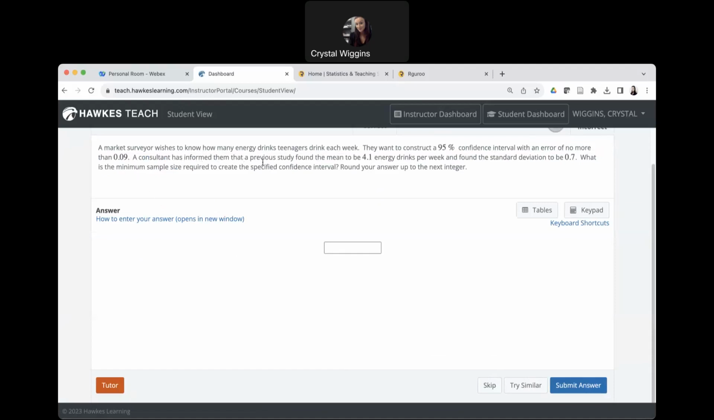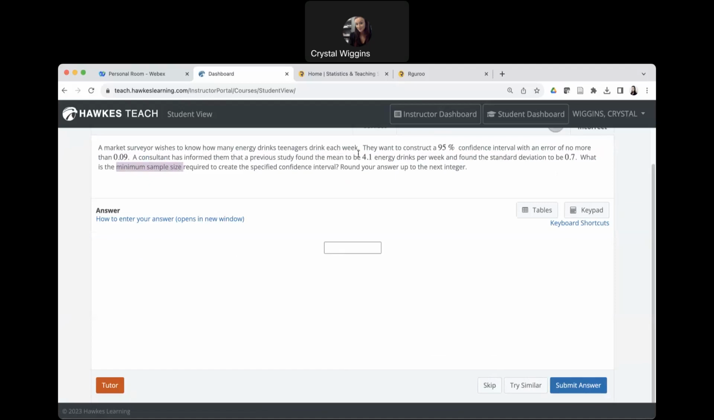A consultant has informed them that a previous study found the mean to be 4.1, okay? And we have a standard deviation of 0.07. Again, it is not critical to recognize whether the mean and the standard deviation are population or sample, because this minimum sample size problem assumes sigma and assumes a Z distribution. Now it's asking, what is the minimum sample size? So again, the question really gives you the hint to what formula or what distribution you're using. In this case, it tells you what formula, the N equals formula, and we need to figure out what that is.